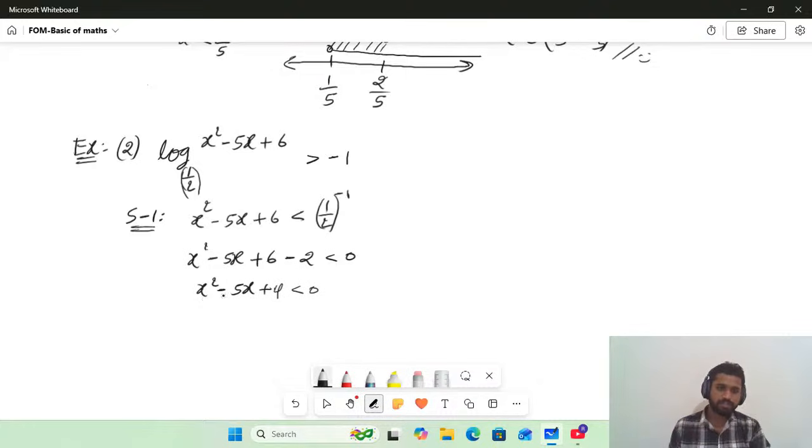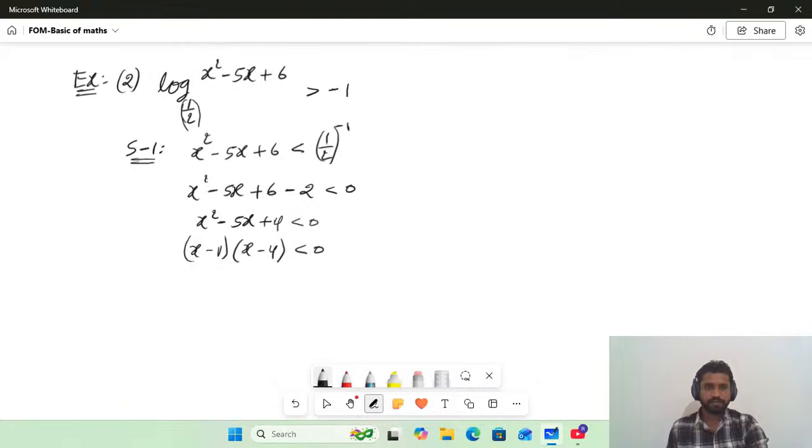So what are the roots here? We can factorize it as x minus 1 and x minus 4, less than 0. That is x square minus 4x minus x plus 4, which gives minus 5x plus 4. This is the first step: x minus 1 into x minus 4 is less than 0.